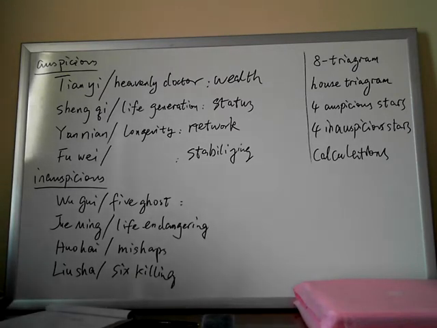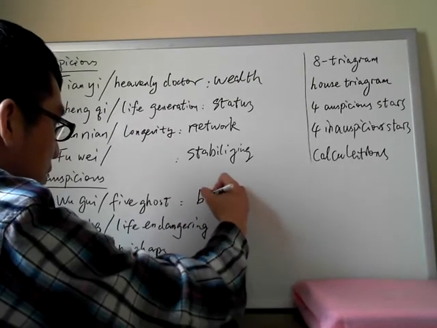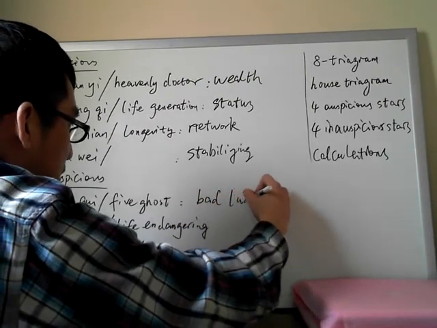Wu Gui is about just bad luck in general, and all kinds of fraudulent activity and illness and conflict with someone, whatever. Just bad luck. All kinds of bad luck in general.